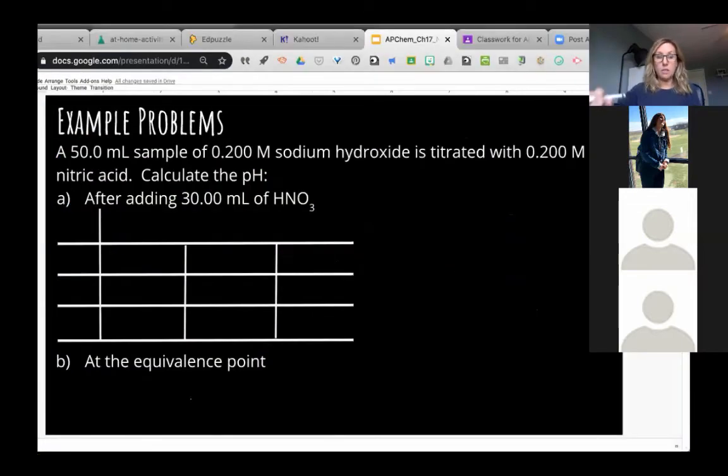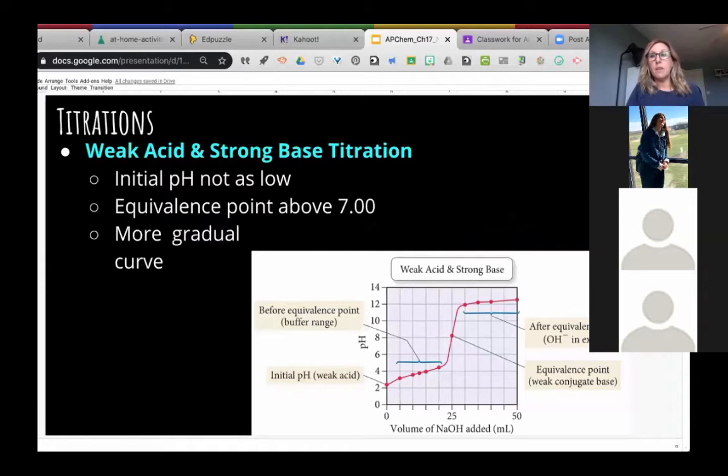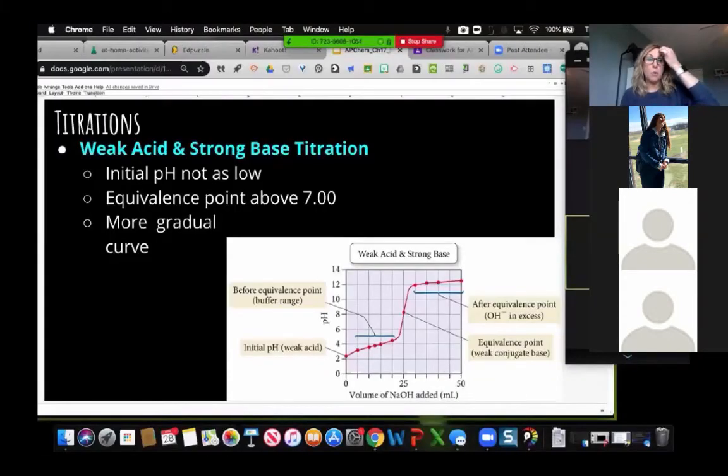Okay, so now let's look at a weak acid and a weak base. I'm sorry, weak acid, strong base. So first thing we want to look at is the graph. If you have a weak acid and a strong base, this is the only other type of titration we're going to worry about.